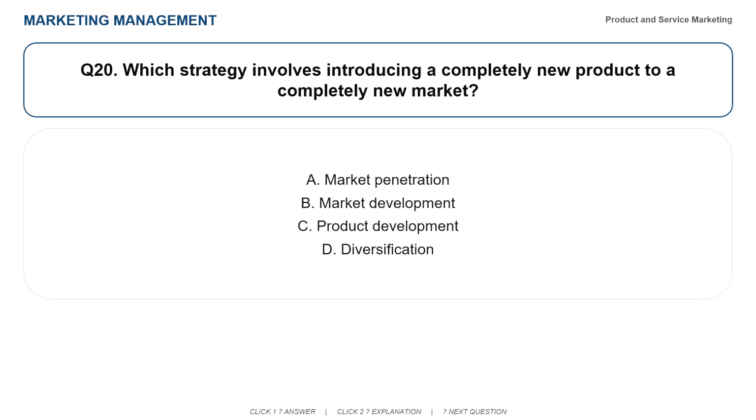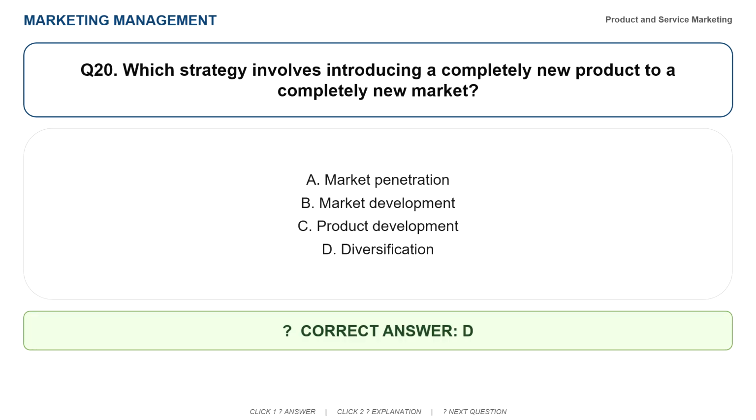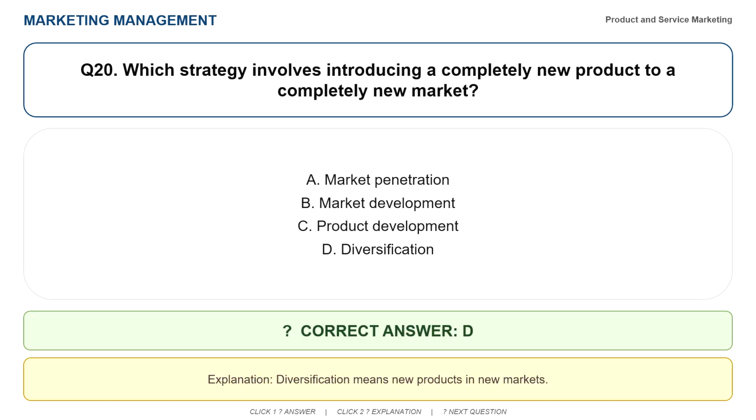Question 20. Which strategy involves introducing a completely new product to a completely new market? Option A, market penetration. Option B, market development. Option C, product development. Option D, diversification. The correct answer is D. Explanation. Diversification means new products in new markets.